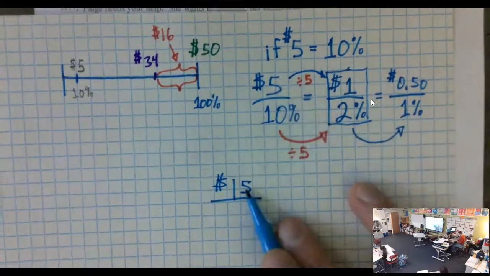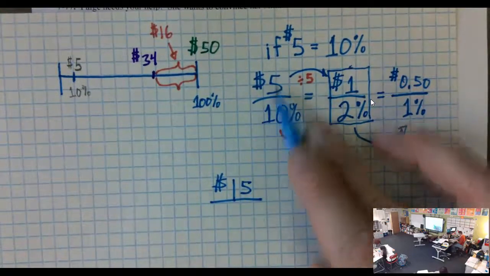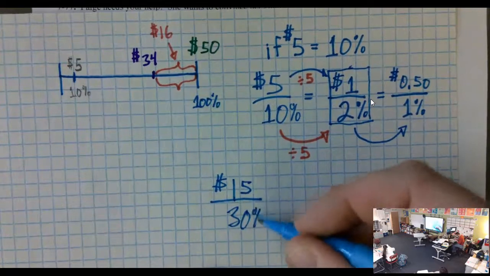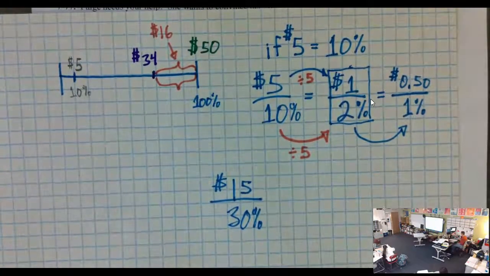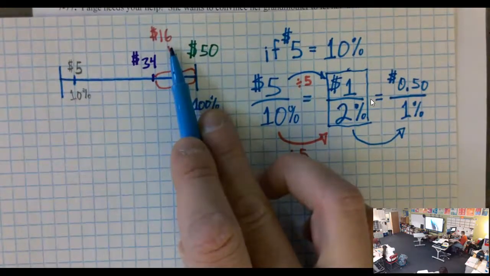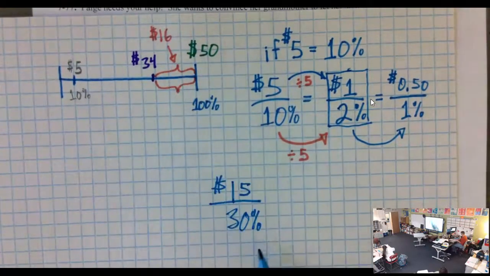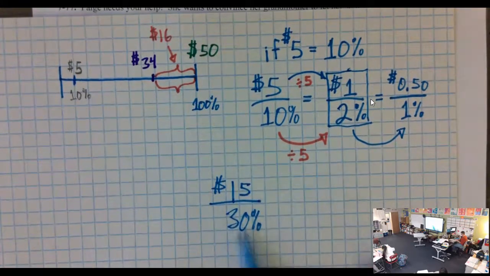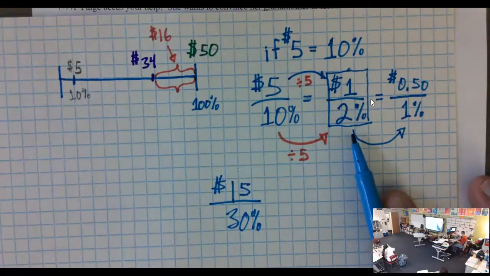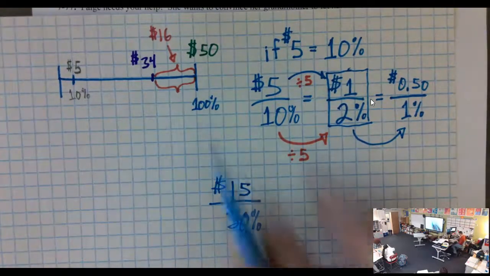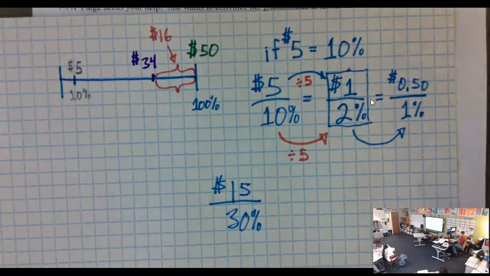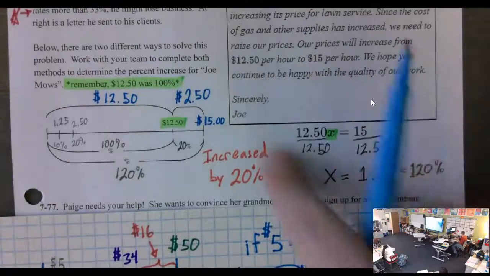How would I go from 5 to 15? Times 3, so this would become 30%. And then, how much do they actually save? $16. So I would have my 30% and another 2% telling me all. Now, some of you are like, well, I'm lost. That is why we're going to look at this other technique.